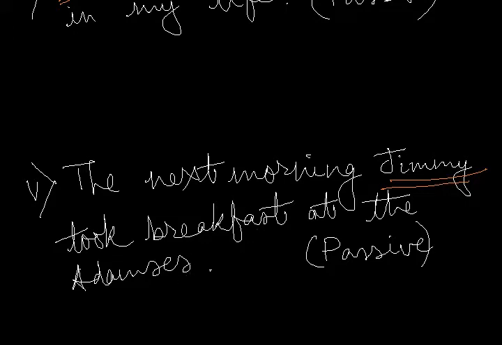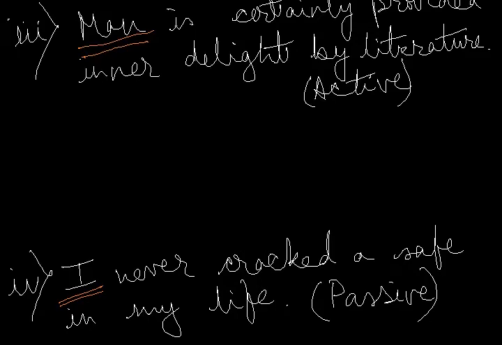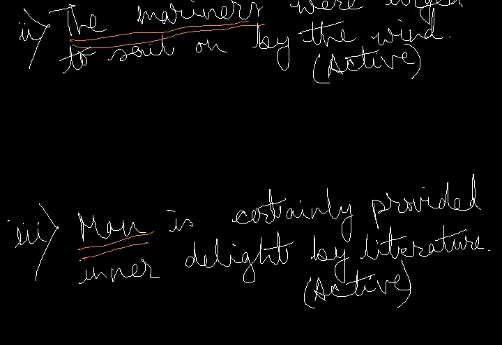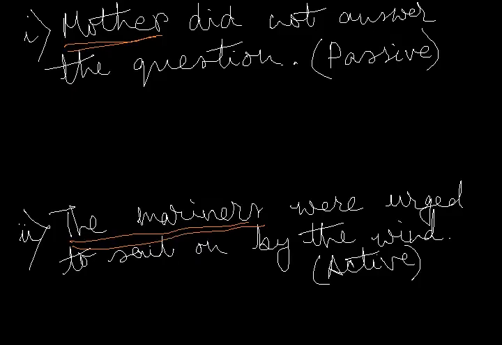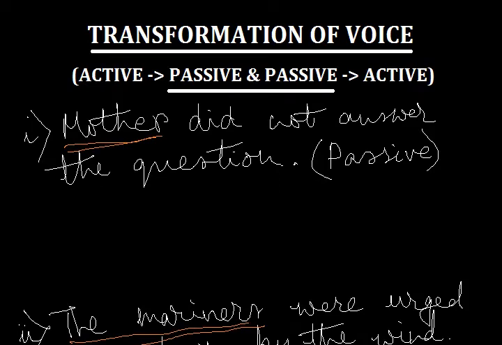Now let us go back to our sentence number 1 and see how we can transform from active to passive or from passive to active. Mother did not answer the question. So mother is the subject and the question is the object. Now we are going to interchange the position of these two.